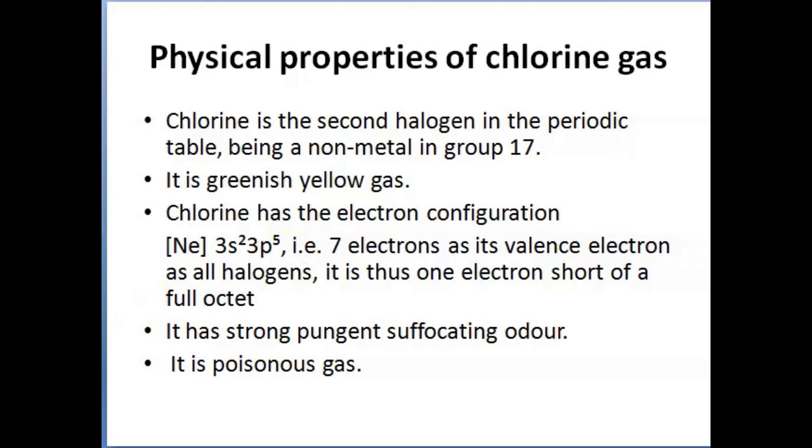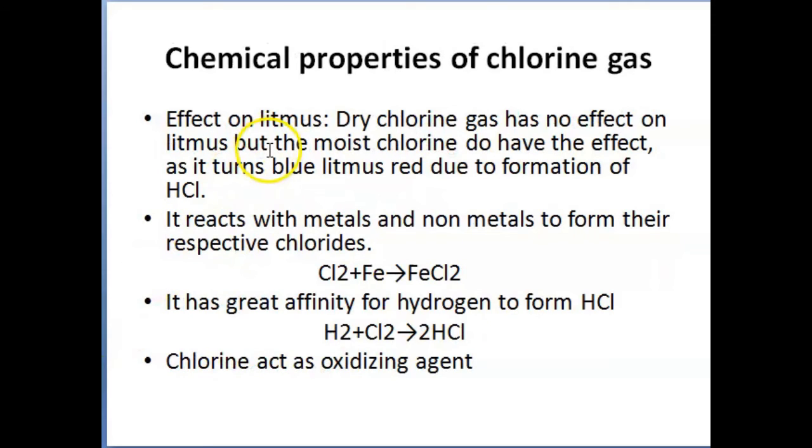When we talk about the chemical properties of chlorine, we should understand the effect of litmus on it. Dry chlorine gas has no effect on litmus, but moist chlorine does, because it turns blue litmus red due to formation of hydrochloric acid. Chlorine can react with metals and non-metals to form their respective chlorides.